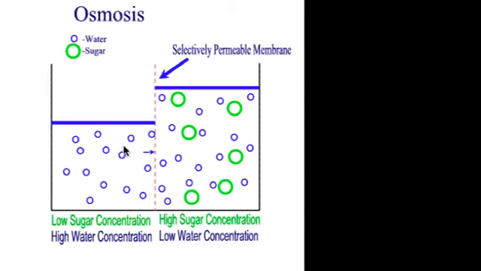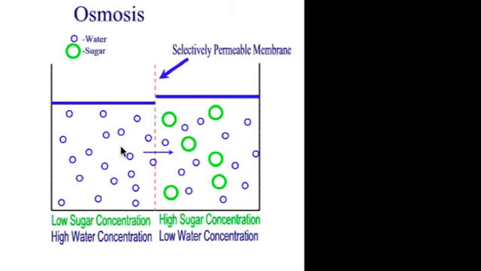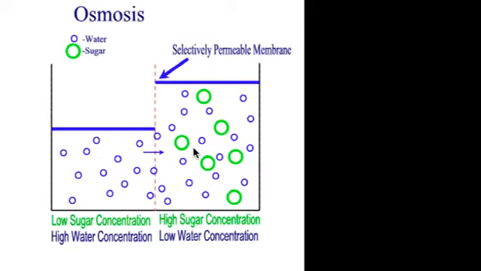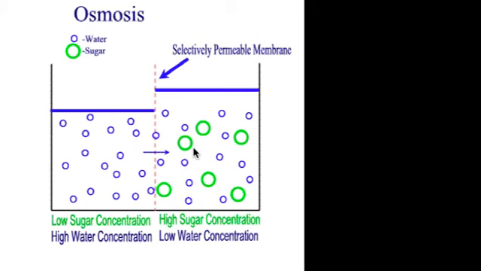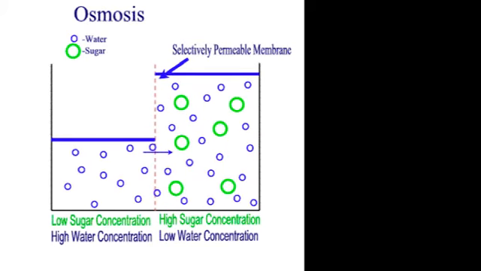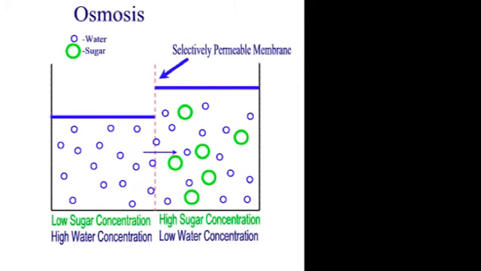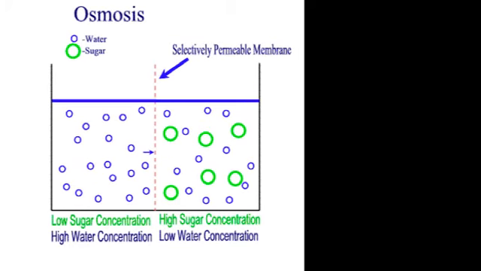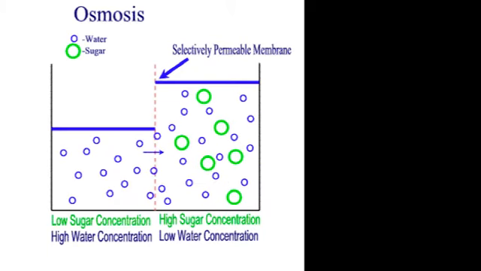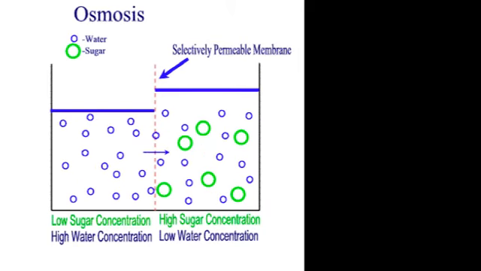Water's going to move from a high concentration on the left-hand side to the right-hand side where there's a lesser concentration. And that's simply what water is going to do when it's involved in osmosis and a selectively permeable membrane. It's going to move from a high concentration to a low concentration.